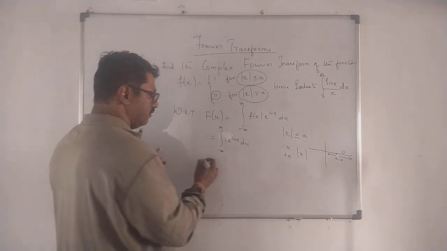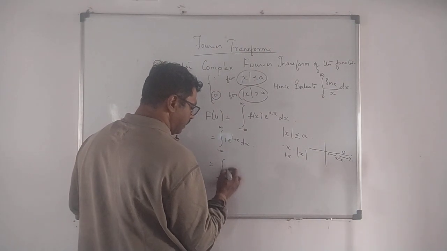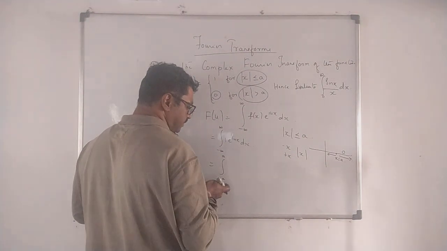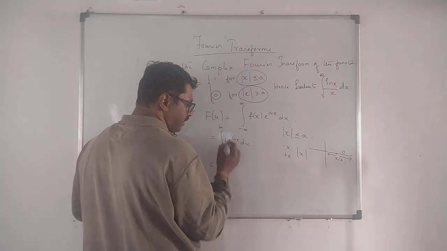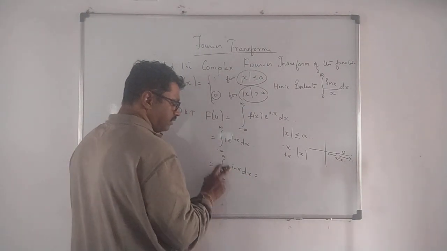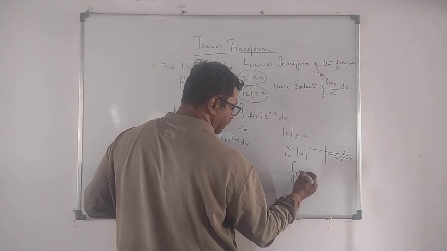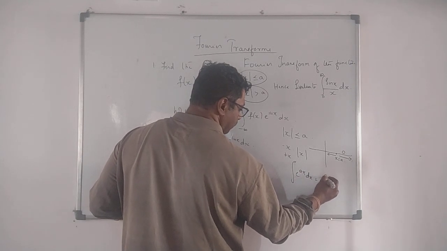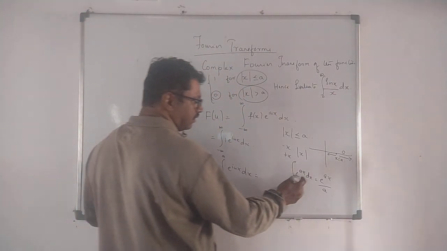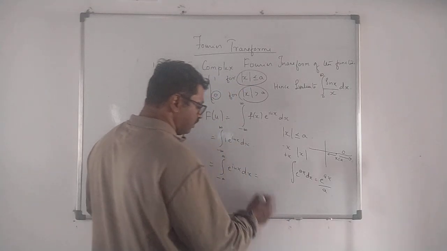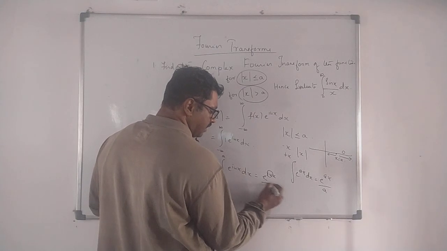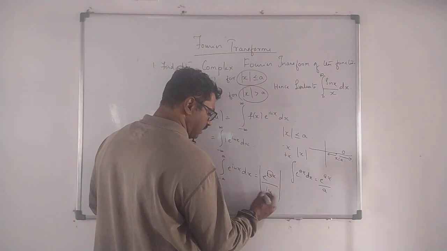Understood? So now the integral from minus a to a. x is both less than or equal to a. Less than a means minus a, equal to a means a. So e to the power of iux dx. The integral of e to the power of ax dx is e to the power of ax by a. Since this is a definite integral, no need of putting plus c. e to the power of iux, this is constant. So 1 by iu, integral from minus a to a.